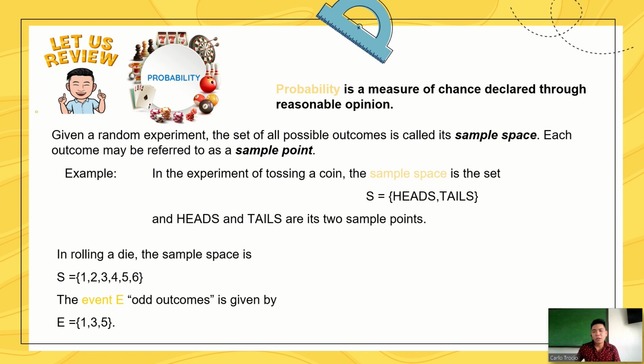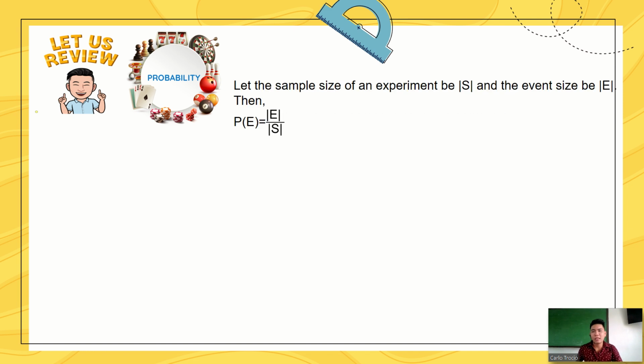For example, you are going to win the game if the upper face of the die will be an odd number. So that is what we call the event. The same also with the example here with the heads and tails. If you are going to get a head on the top, then you are going to win the game. That is what we call the event, while the sample space is all the possible outcomes. I hope you understand that very well.